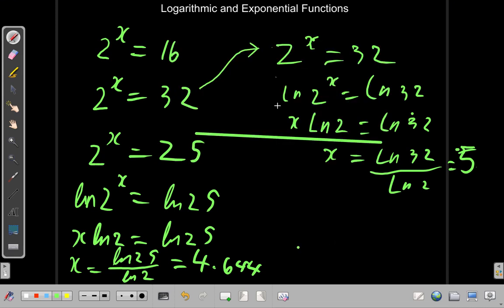All right, so those are what we have here. So these are logarithmic functions and exponential functions, and we can solve them using logarithms.